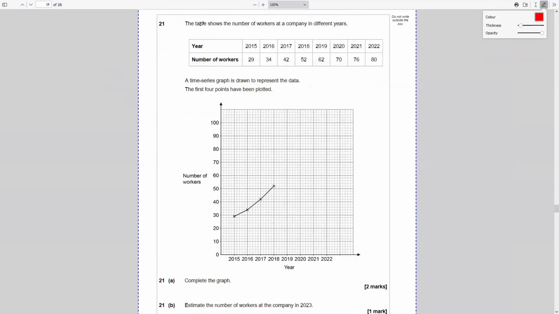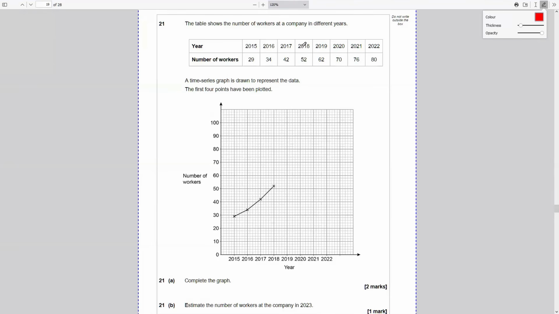Question 21. The table shows the number of workers at a company in different years. Here's our years: 2015, 16, 17, and so on. Number of workers. Let's check the first one. 29. Looks about right. Yes. A time series graph is drawn to represent the data. The first 4 points have been plotted. Okay. Complete the graph.